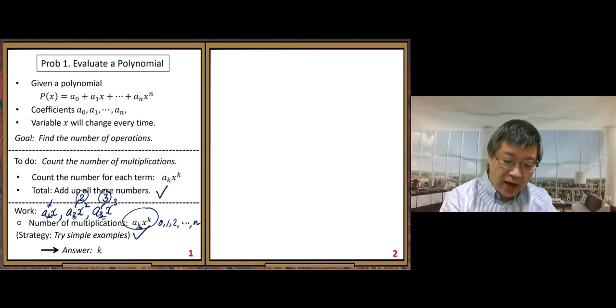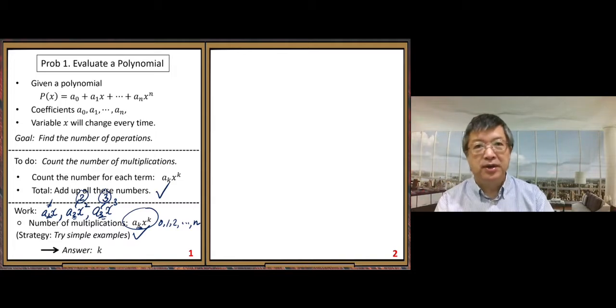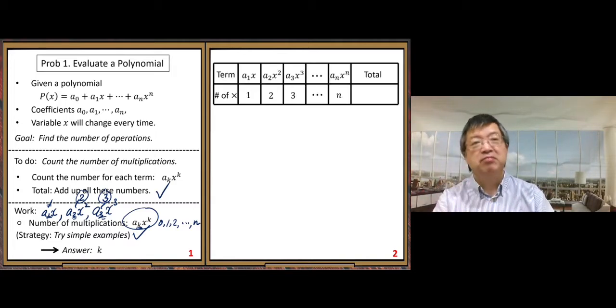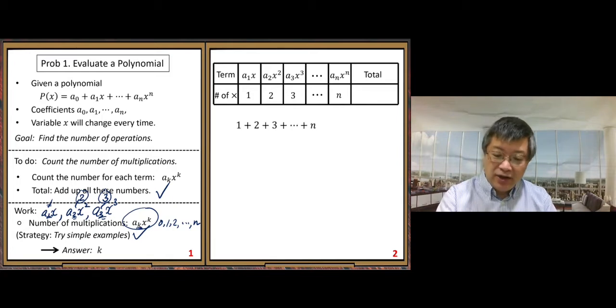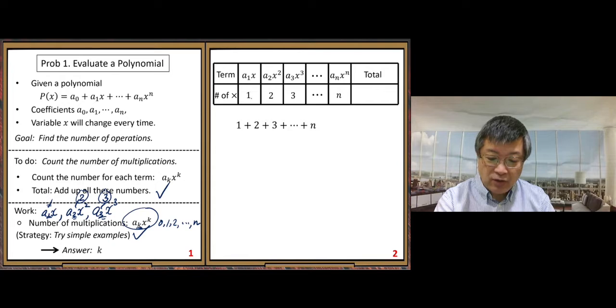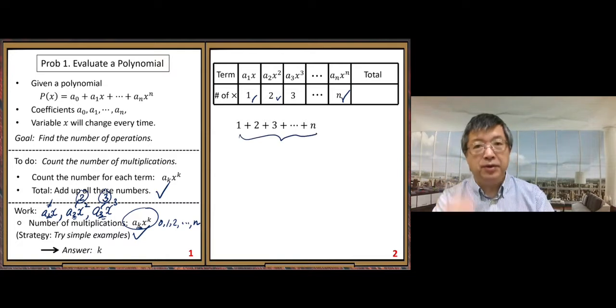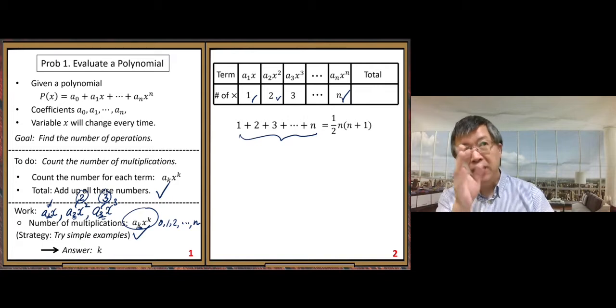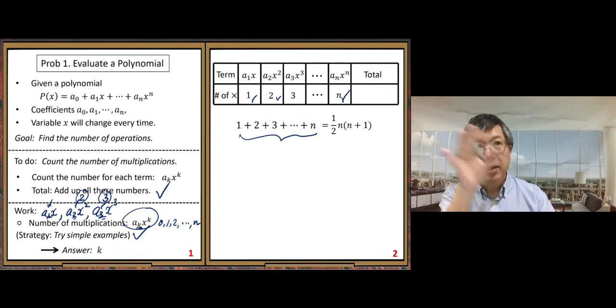Then we need to add up all these numbers. Here I use this table to do it. The first term's answer is 1, 2, 3, and so on through n. Then we add up all these n numbers, and we know the formula: 1/2 times n times (n plus 1). That's the answer, this many multiplications.